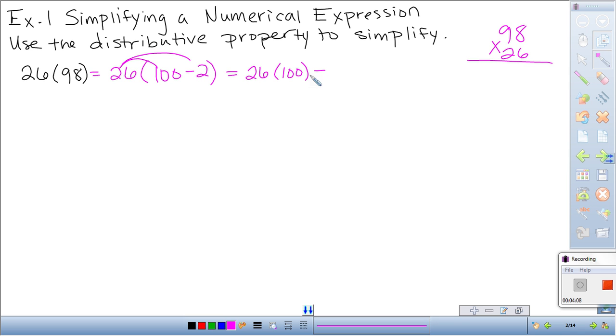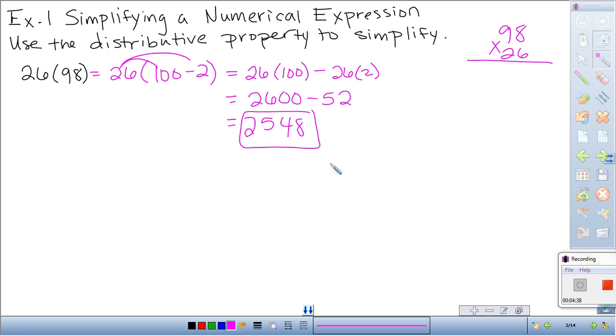times 2. Let me go ahead and draw our line. 26 times 100 is very simple. 26 times 100 is 2600. 26 times 90, not so simple. Minus 26 times 2, 20 and 20 is 40, 6 and 6 is 12, 40 plus 12 is 52. And then we just do 2600 minus 52, and we get 2548, which you would have gotten this way too. This way is much easier to do.